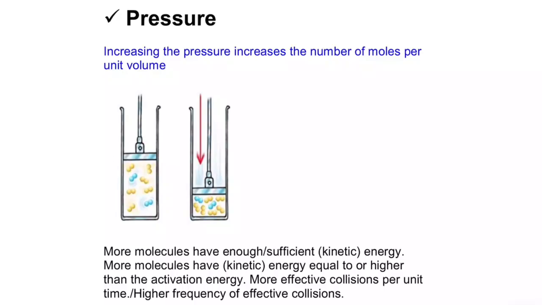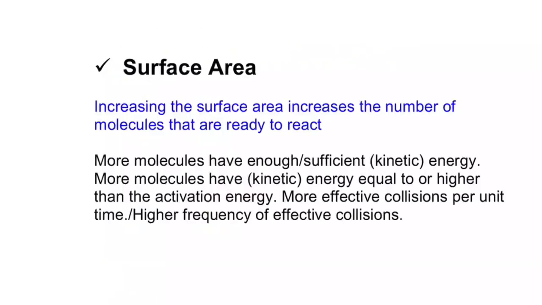They're in a very low volume compared to when they are in A, right? In B, they are most likely to collide because that is very small. So what does the collision theory say? More molecules have enough or sufficient kinetic energy. More molecules have kinetic energy equal to or higher than the activation energy. More effective collisions per unit time. Let's talk about surface area.